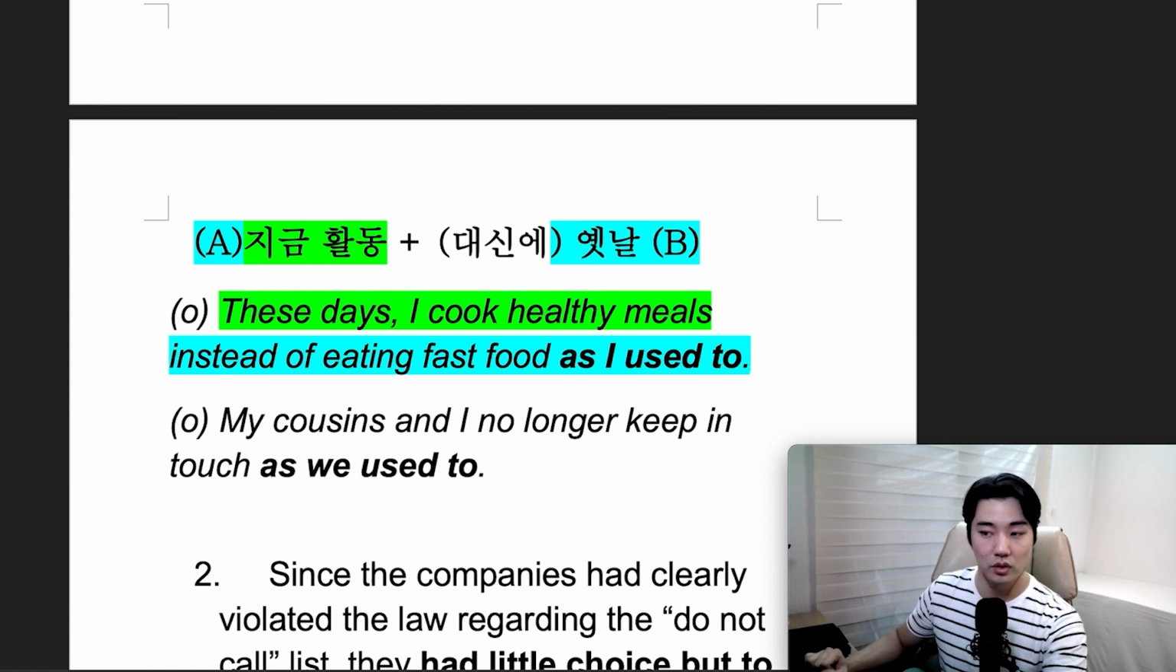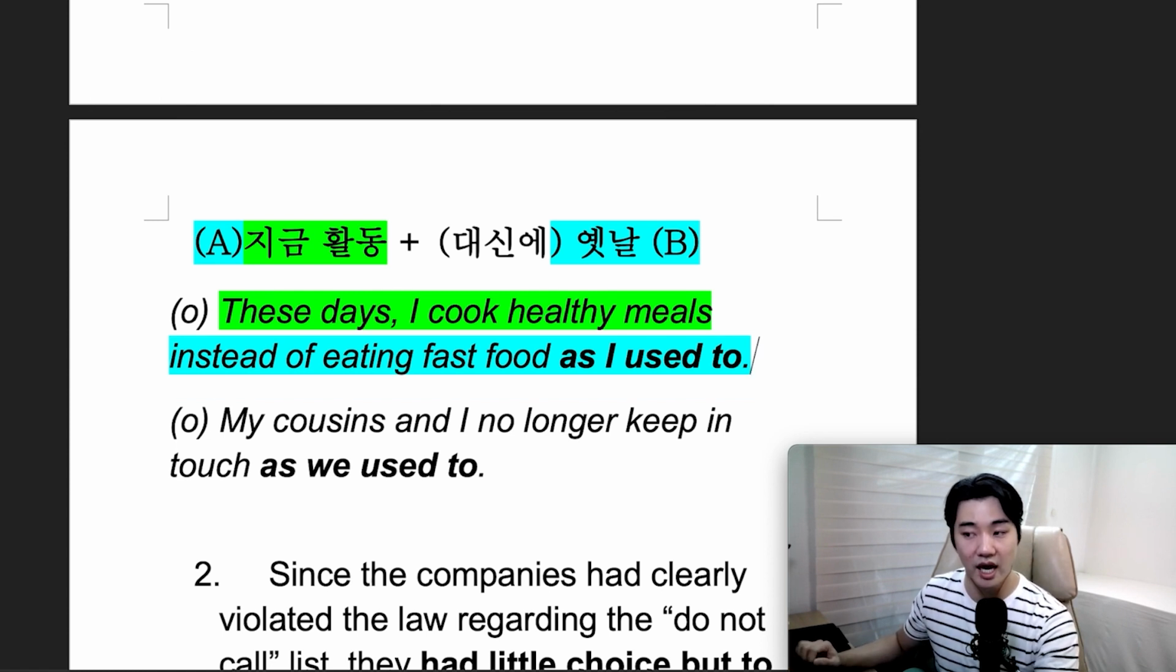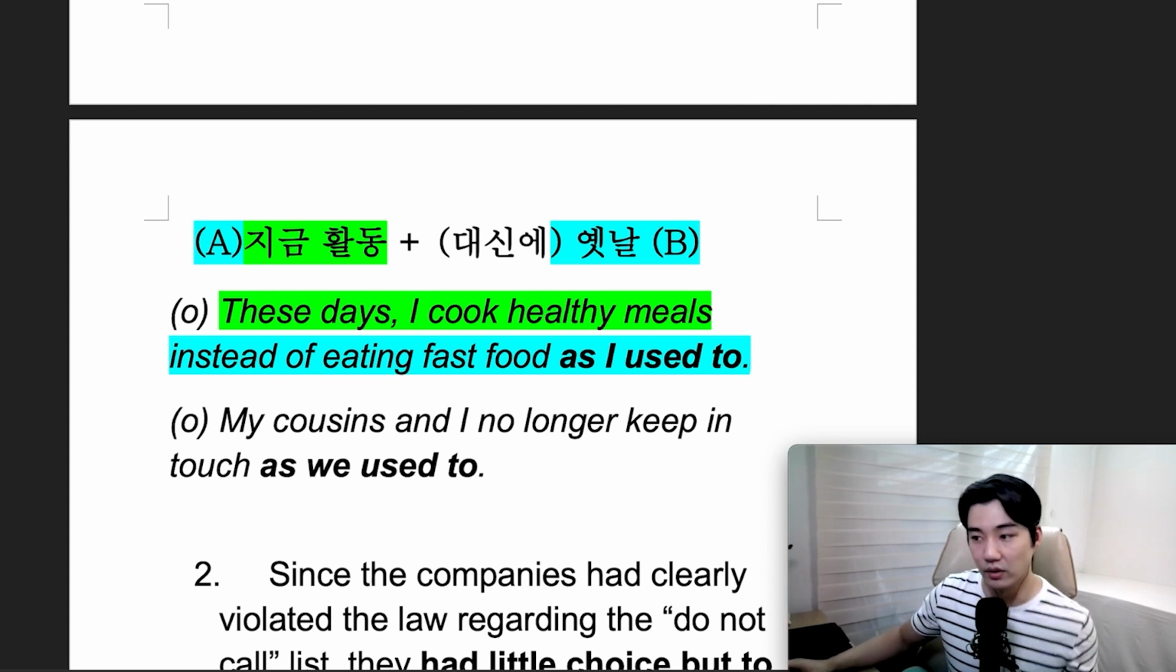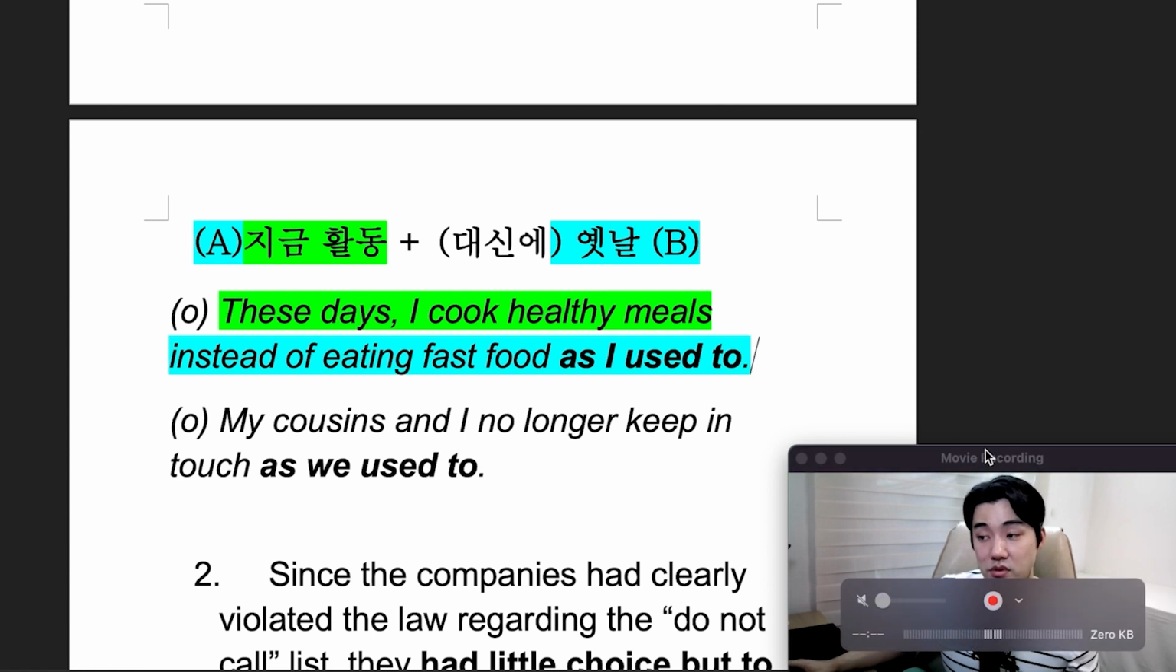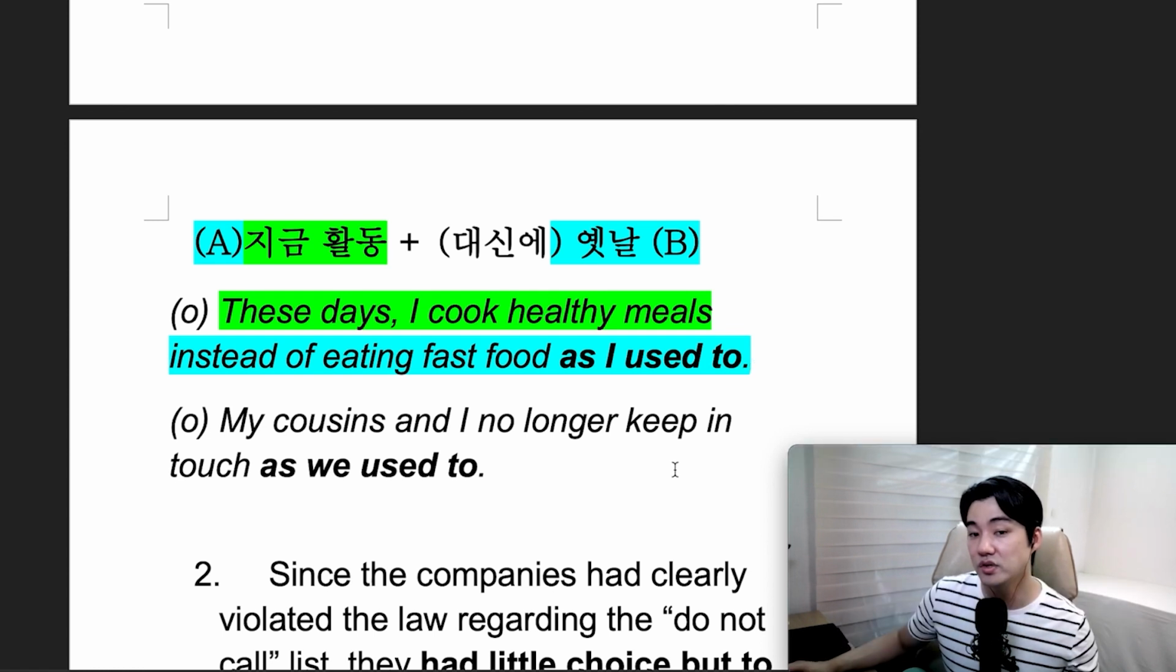요즘 나는 건강한 식사를 요리한다. These days I cook healthy meals. 근데 instead of eating fast food as I used to, 나는 패스트푸드를 먹곤 했다. I used to eat fast food. 그래서 요즘은 예전처럼 패스트푸드를 먹는 대신 건강한 식사를 요리해요. So it's the opposite in Korean grammar.